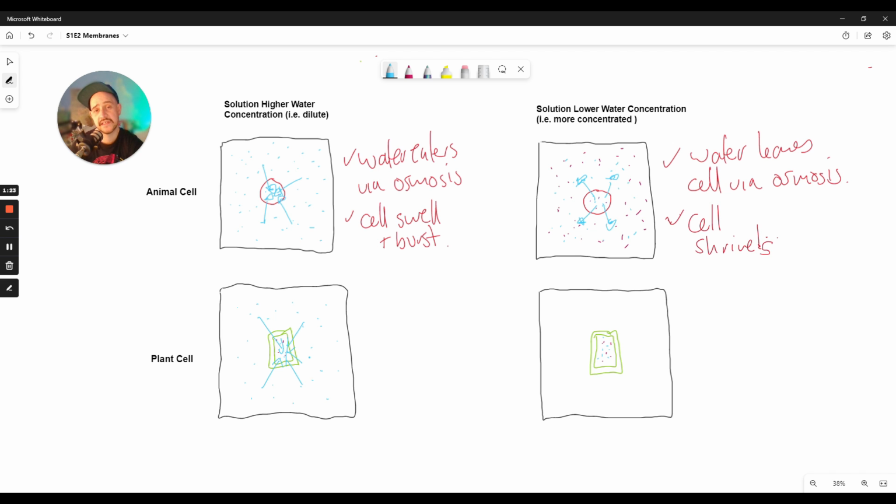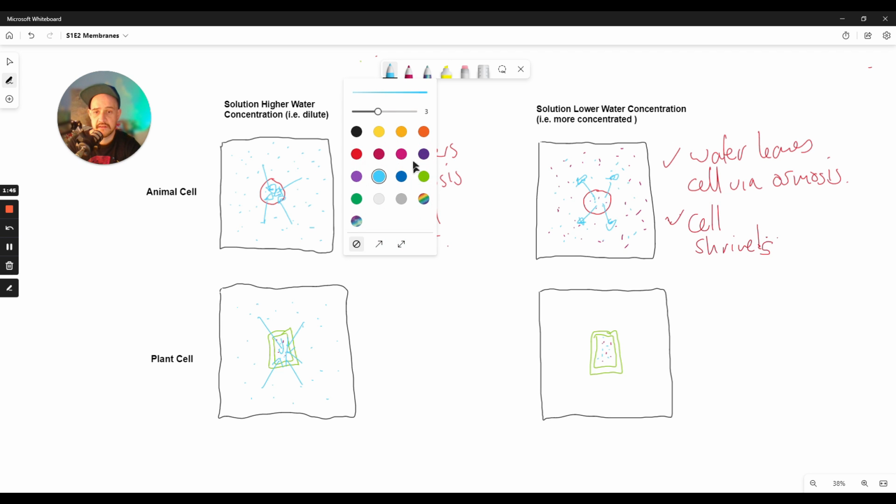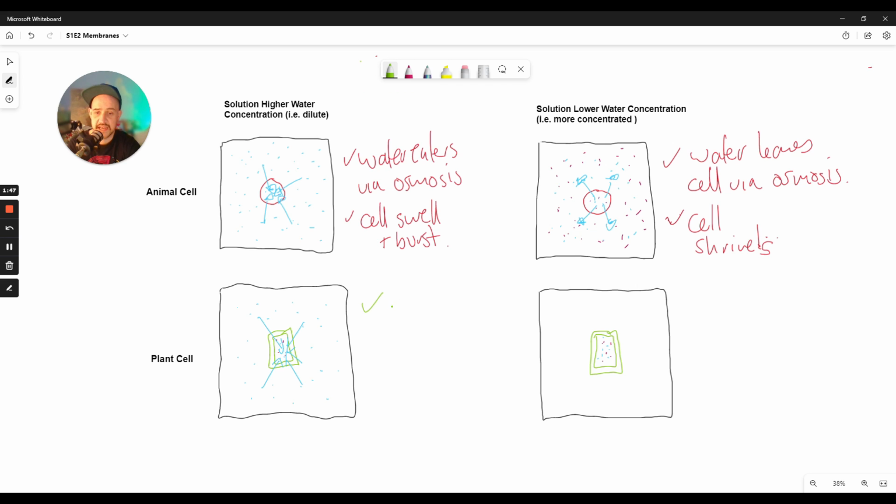Only this time, the cell is not going to burst, and that's because plants have cell walls. Instead, the cell is going to swell up, that vacuole is going to swell up, and it'll be nice and firm, and we call that turgid. The cell becomes turgid. We looked at that last episode, but it's important that we note it in this context too. So if we were to write up what happens, we have water enters via osmosis, just as before.